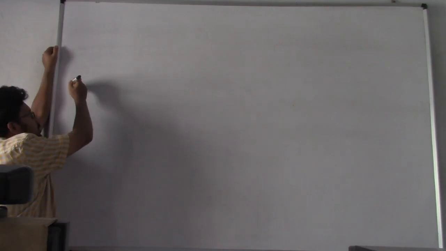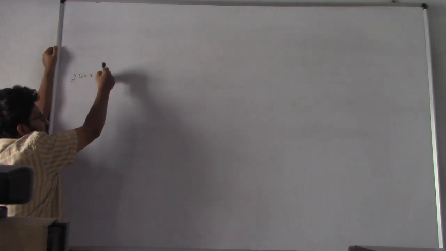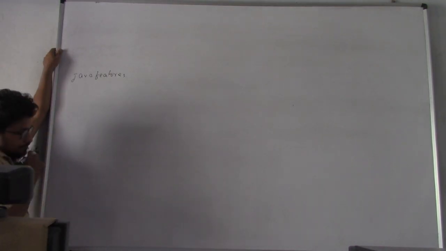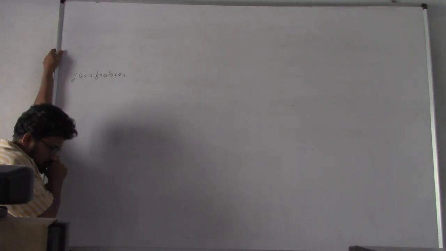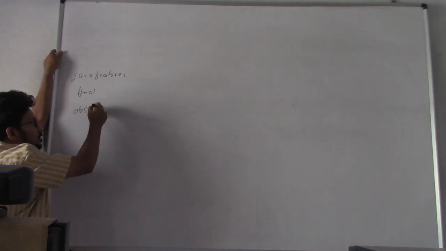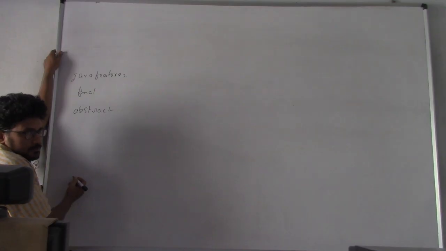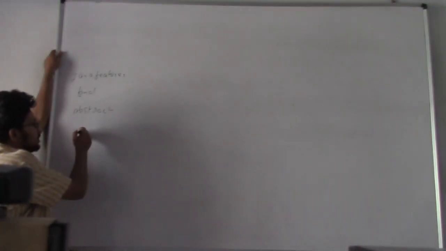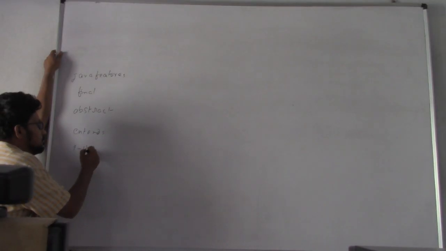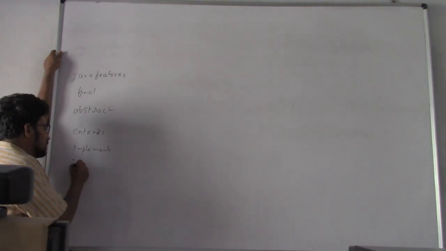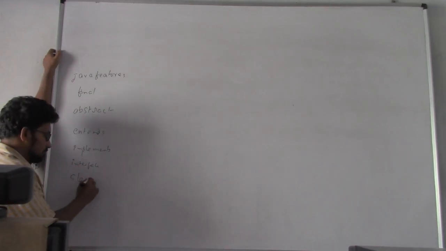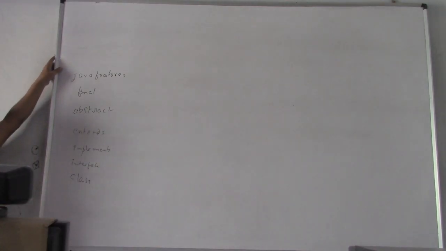Last class we discussed Java features, and I introduced the keywords final and abstract. I also introduced the extends keyword, the implements keyword and interface. These are the keywords, and of course the class keyword also.